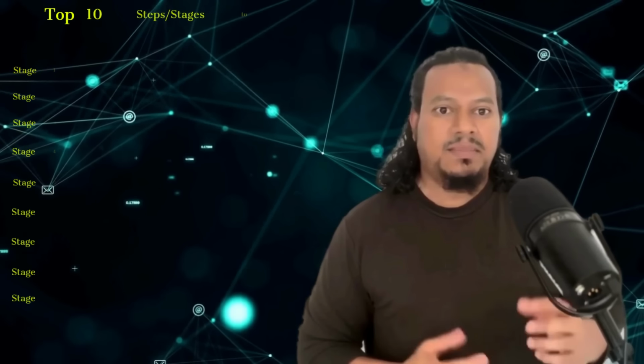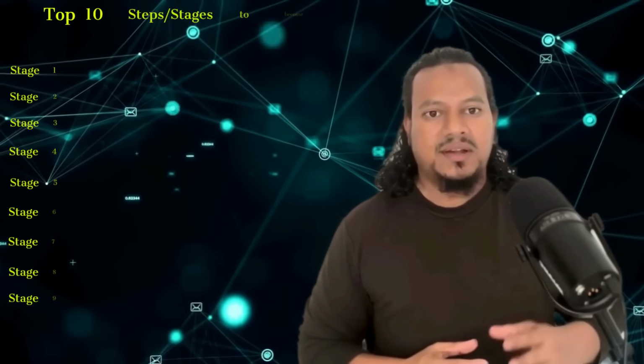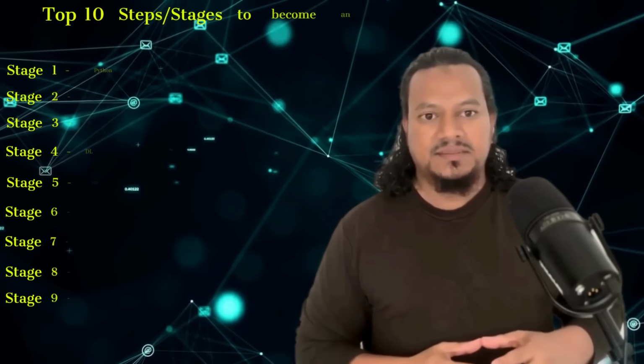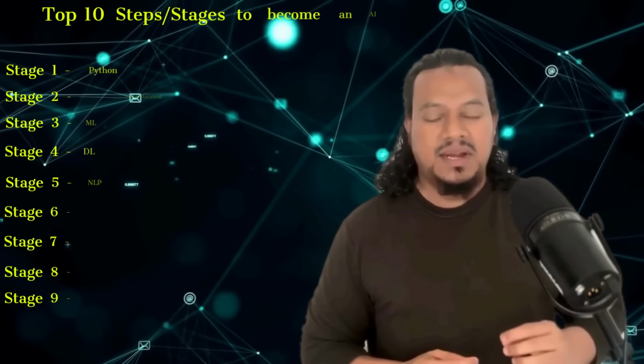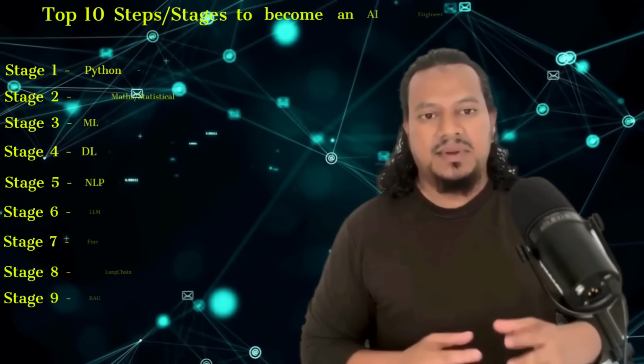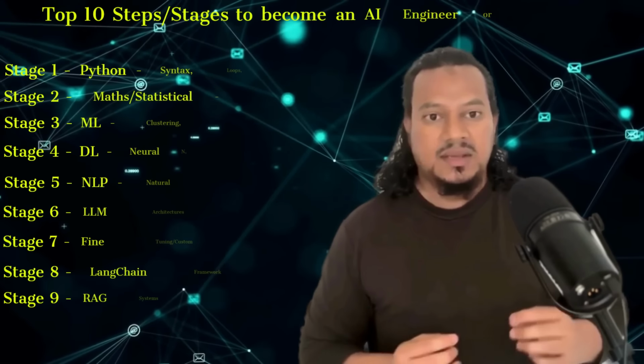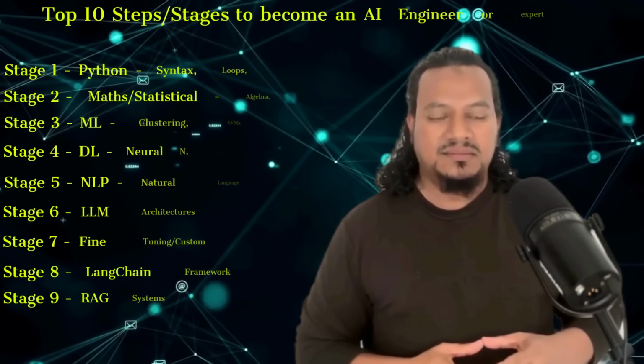First and topmost is the programming languages. The topmost AI programming language is Python. You must learn Python foundations, where it talks about syntaxes, loops, OOPs, and data structures. Second is mathematics or statistical mathematics, where it talks about linear algebra, calculus, probabilities, and many more.